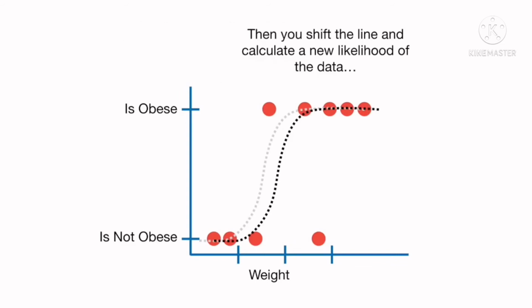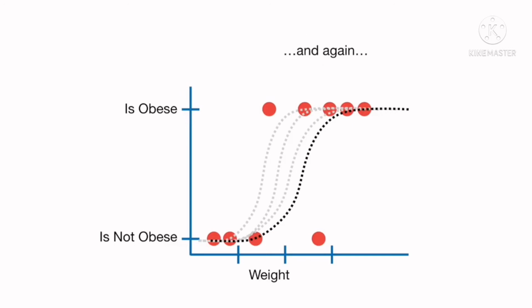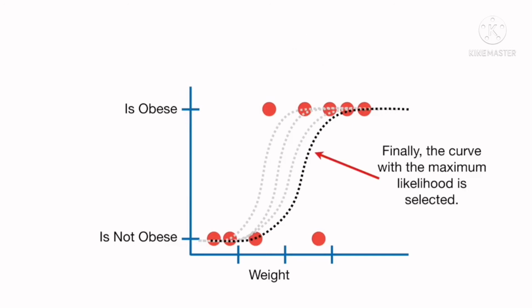Then you shift the line and calculate a new likelihood of the data. And then shift the line and calculate the likelihood again. And again. Finally, the curve with the maximum value for the likelihood is selected.